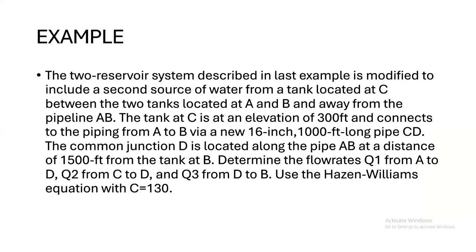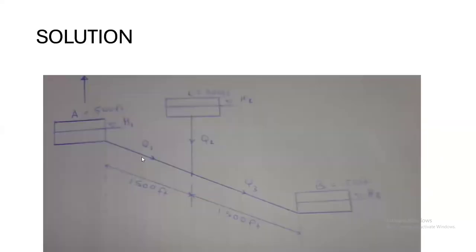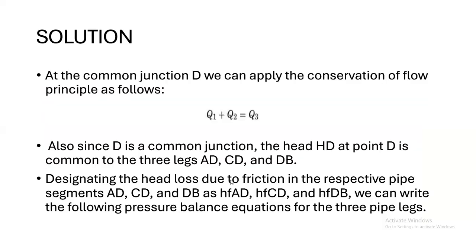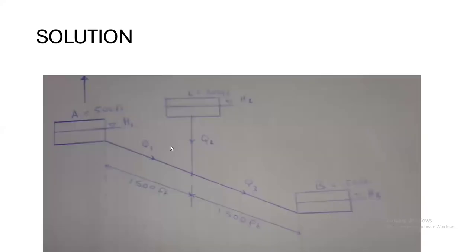So we are asked to determine the flow rate Q1 from A. You want to know what the new flow rates Q1, Q2, Q3 are, right? At the common junction D, we can apply the conservation of flow principle, which means that Q1 plus Q2 is equal to Q3. Whatever comes in combines, right?